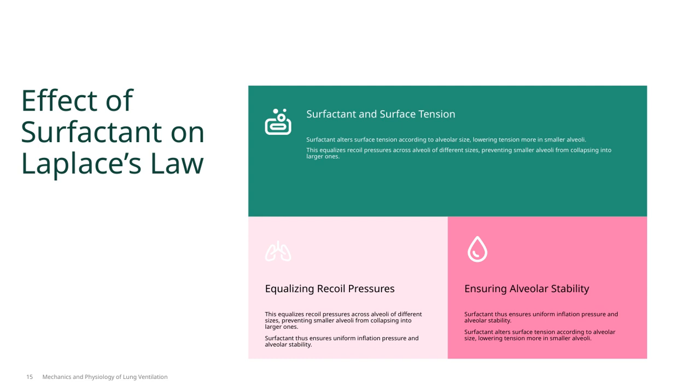This concept ties directly into Laplace's law, which explains how surface tension affects alveolar stability. By decreasing surface tension in smaller alveoli, surfactant prevents collapse and promotes uniform inflation pressure throughout the lungs. Overall, surfactant is vital for alveolar stability, ensuring that even the smallest alveoli stay open and functional during breathing.